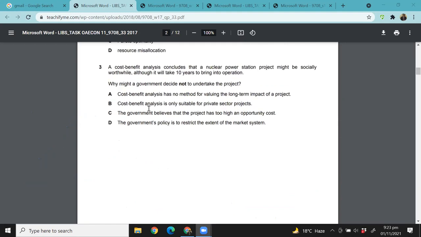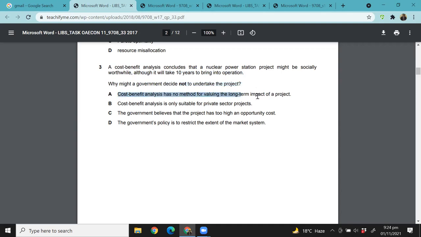The next question says, a cost benefit analysis concludes that a nuclear power station project might be socially worthwhile, although it will take 10 years to bring into operation. So there is a nuclear power station that the government is thinking of building. It will be socially worthwhile, meaning it will be socially beneficial, but it can take 10 years to get functional. Why might a government decide not to undertake the project?